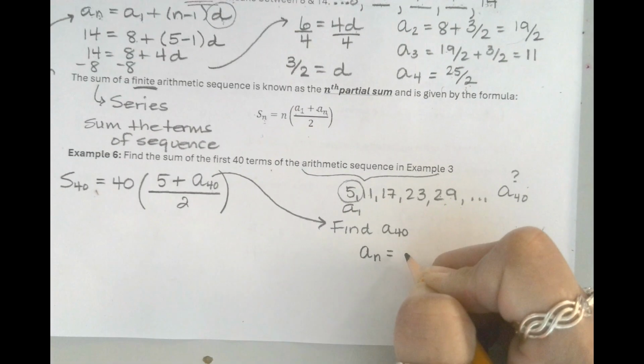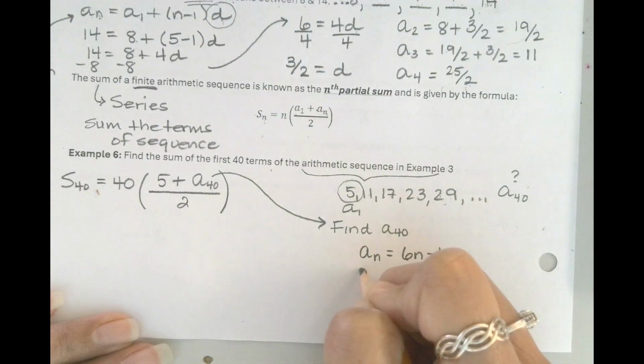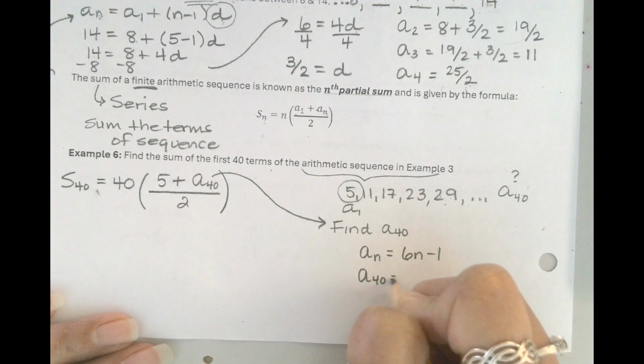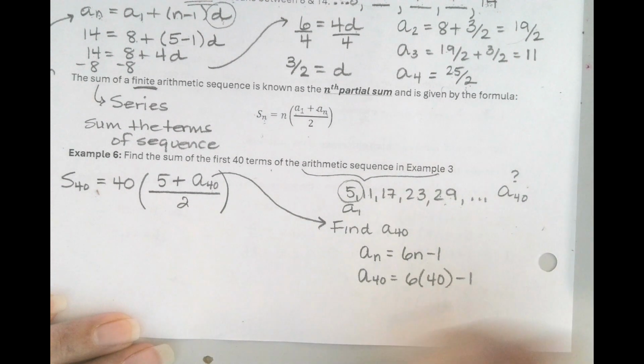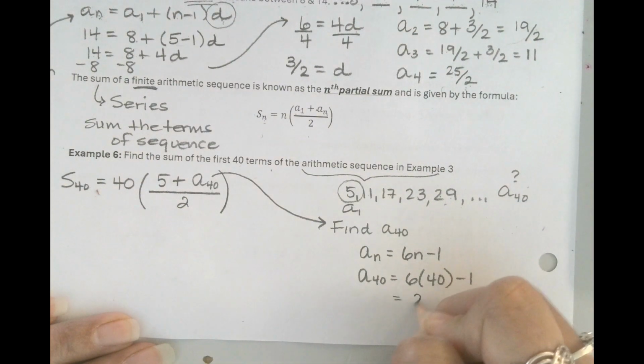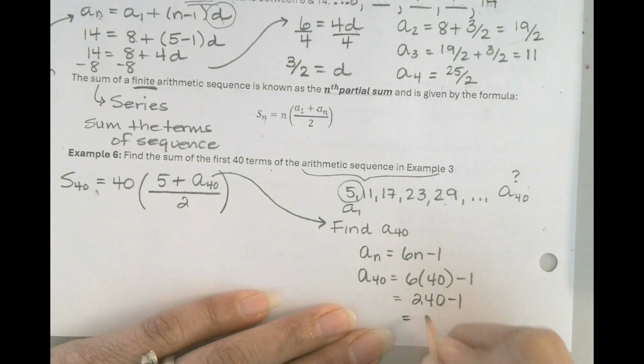What was that? 6n minus 1. So a sub 40 is going to be 6 times 40 minus 1, right? 240 minus 1 gives me 239.